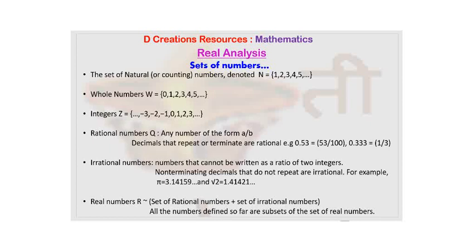So you must have understood that natural numbers are a subset of whole numbers which are a subset of integers which are a subset of rational numbers. And rational numbers are a subset of real numbers. Similarly, irrational numbers are also a subset of real numbers. So there is this kind of a hierarchy that goes on. And this is about real numbers.